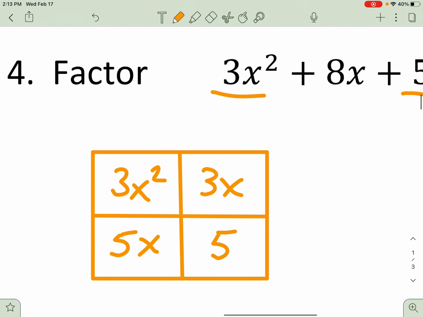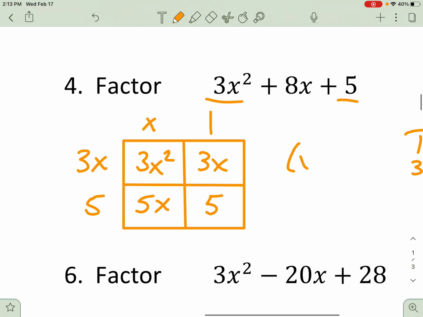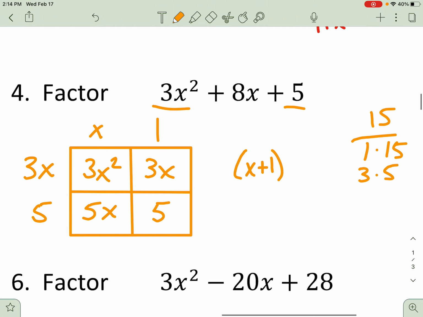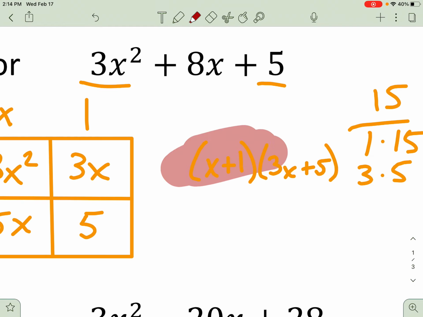Okay, now factor out your GCFs. So 3x squared and 5x, the only thing they have in common is an x. 3x and 5 look like they don't have anything in common, but they actually just have a 1 in common because they're both divisible by 1. And then these are divisible by 3x, and this has a 5 in common, right? 5x and 5 have a 5, 3x squared and 3x have 3x. Again, so here are my factors, x plus 1 times 3x plus 5. And there's my solutions.